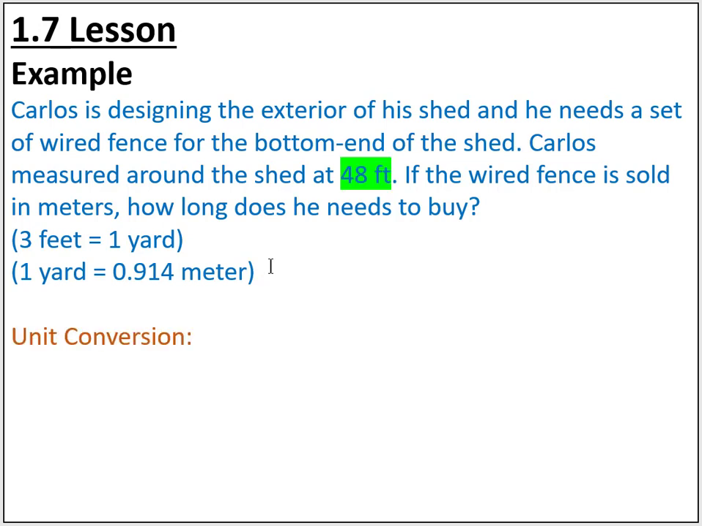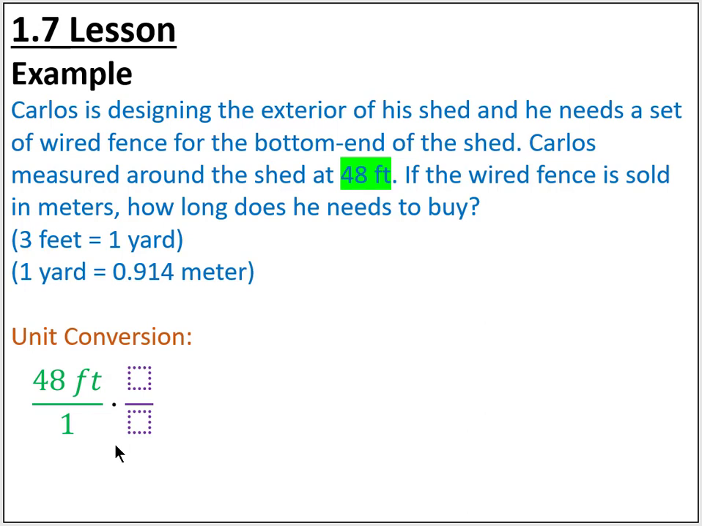The first thing we need to know is the starting information, which is the measurement that Carlos had, which is 48 feet. So we're going to write 48 feet as a fraction. Below, I put 48 feet over 1. Next, we need to set up our next step of the process.